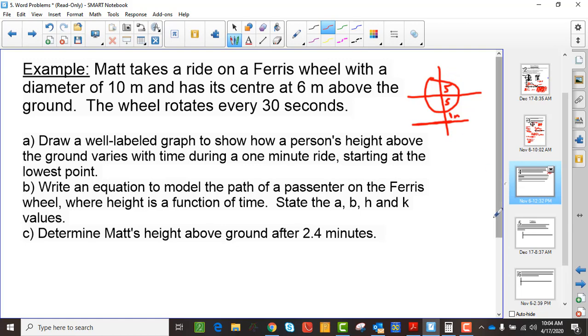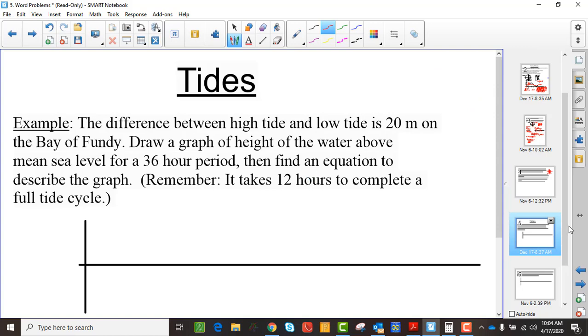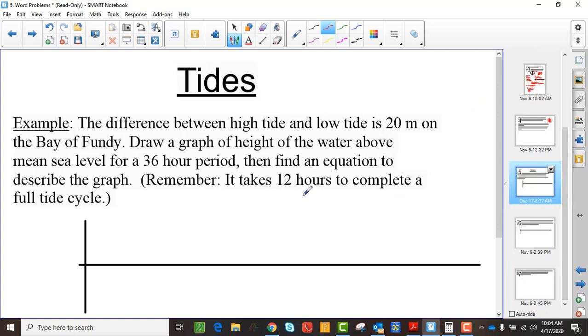Okay. But I want to look at a tide question because that's the other type of question that you're going to have to do. So the difference between high tide and low tide, it tells me in this example, is 20 meters. And it says to draw a graph of the height of the water above mean sea level and then find an equation. Now, it doesn't tell us where to start. Sometimes it does, but in this question it doesn't.